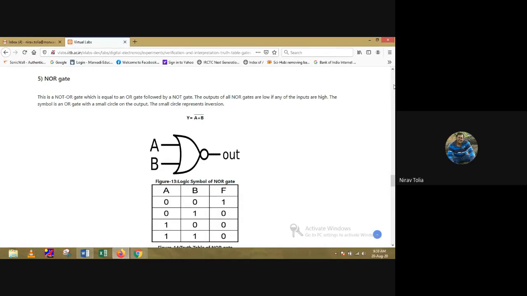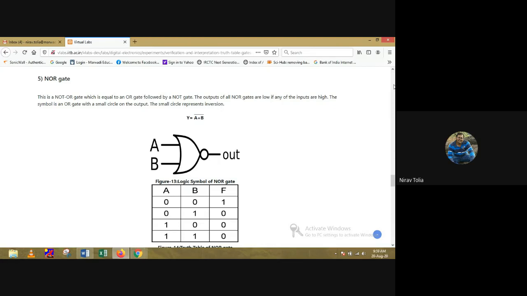So again, as the output, we have invert of OR gate. For the OR gate, we have 0 0 0. All other inputs are 1. Again I am repeating, for the OR gate, we have 0 0 0, 0 1 1, 1 0 1, and 1 1 1. So here we have the reverse process.